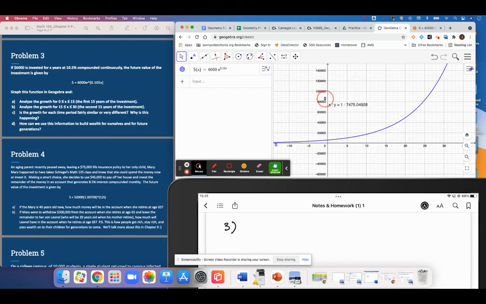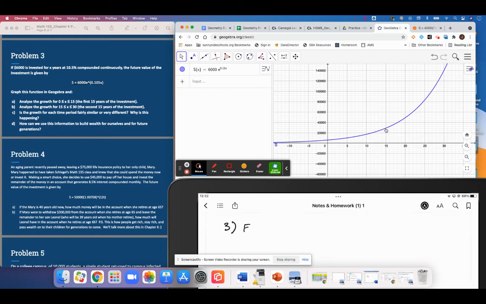Holy moly. Okay. So we can see, everyone, that we begin here with, what was the amount? $6,000. And in 15 years, we have about $30,000. So from 0 to 15, we gained about $24,000 or so. I'm going to write that down on my iPad real quick just so I have that recorded.